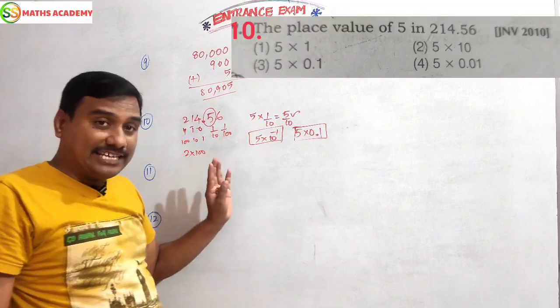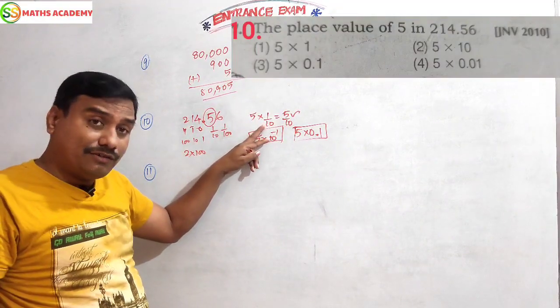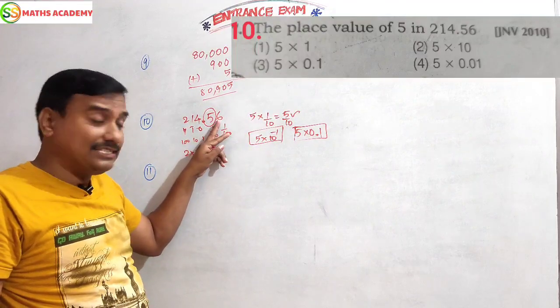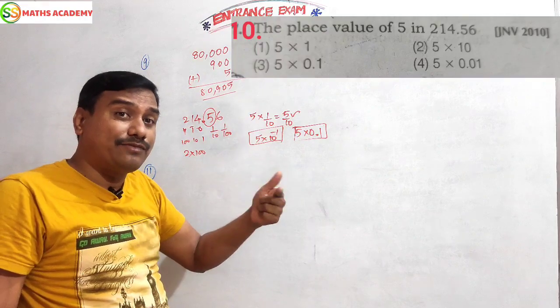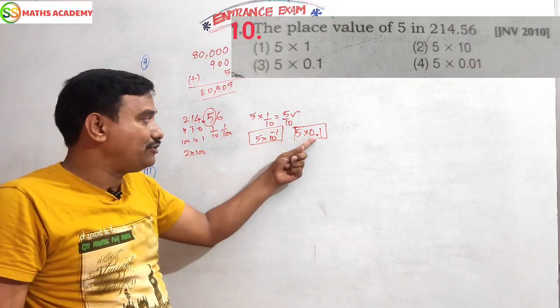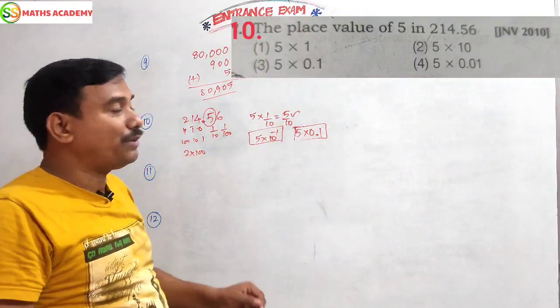Once again, 5 is in the first position. We should multiply with 1 by 10. For example, if 6 is asked, 6 into 1 by 100 you can do. 1 by 10 can be written in decimal form as 0.1. So that means 5 into 0.1. It is there in your options. So the answer is 5 into 0.1.